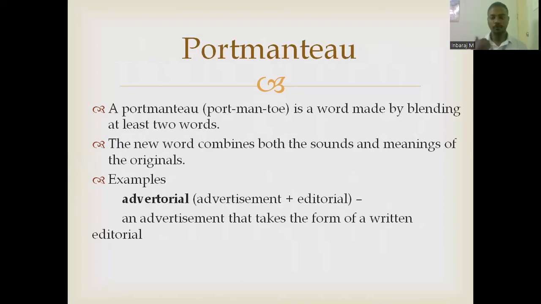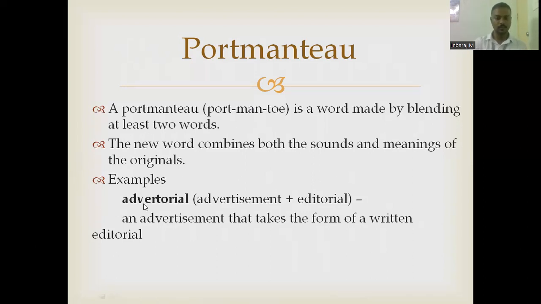And next, moving on to the fourth type of word formation in English, that is called portmanteau words. See what that is. You have to pronounce it this way: portmanteau. A portmanteau word is a word made by blending at least two words. So two words are combined to form a new word. Those kinds of words are called portmanteau words, or a portmanteau.